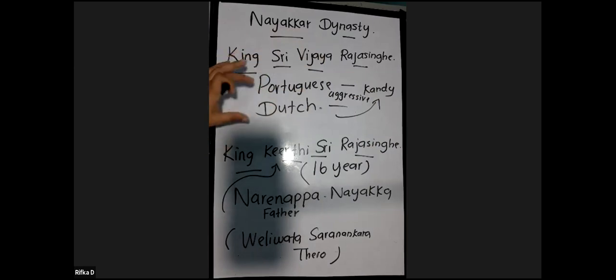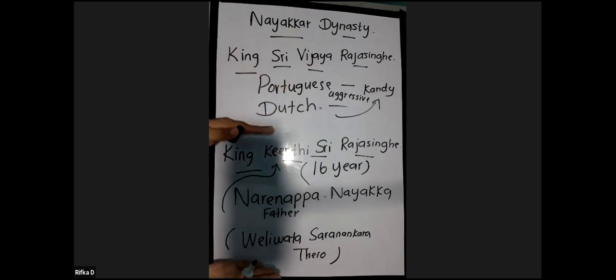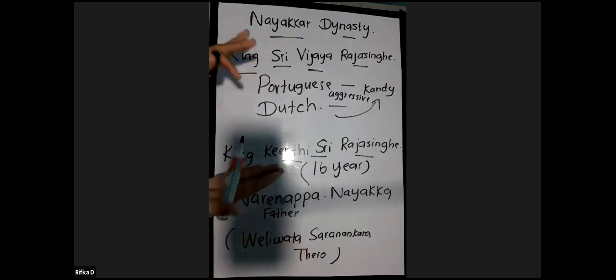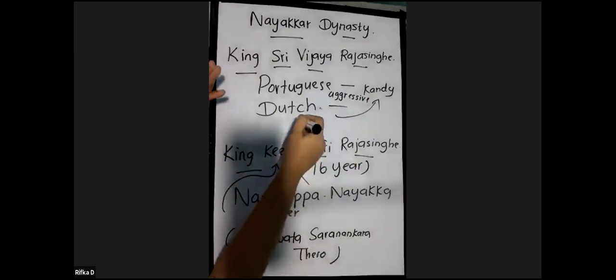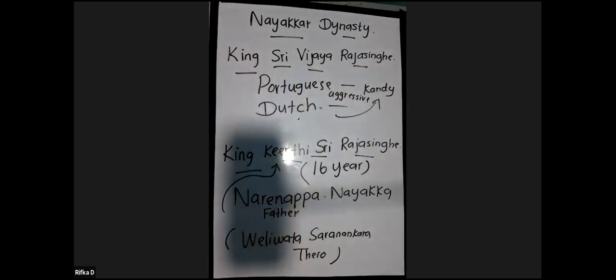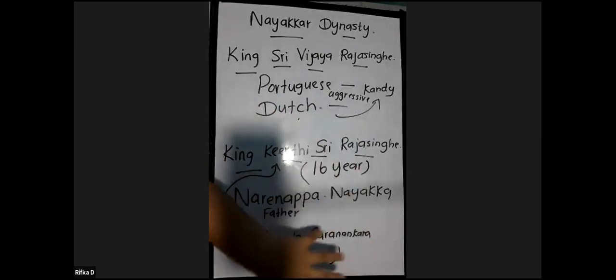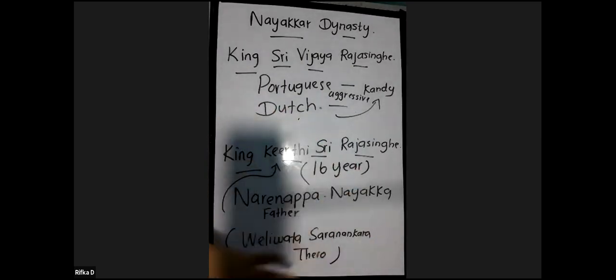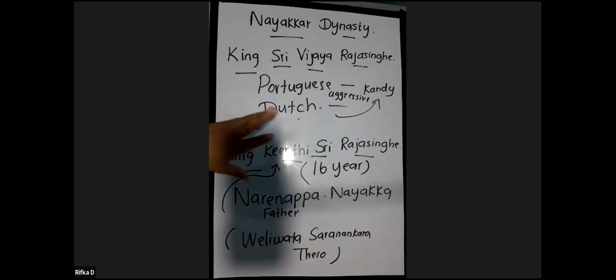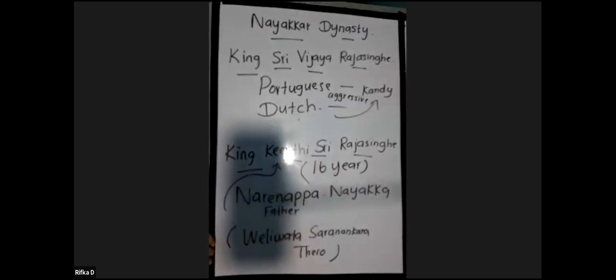Okay, children. Before King Kirti Sri Raja Singha's period, a good relationship was maintained between the Dutch and the Kandyan kings. But during his period, it collapsed. These are the important incidents that happened during his ruling period. Kirti Sri Raja Singha too passed away without leaving an heir to the throne.